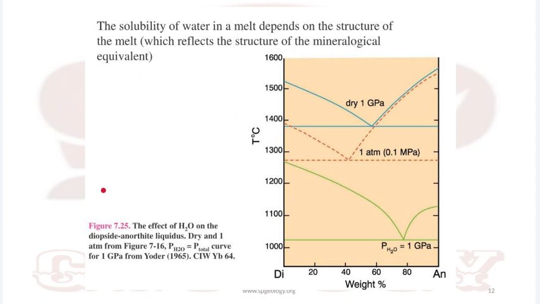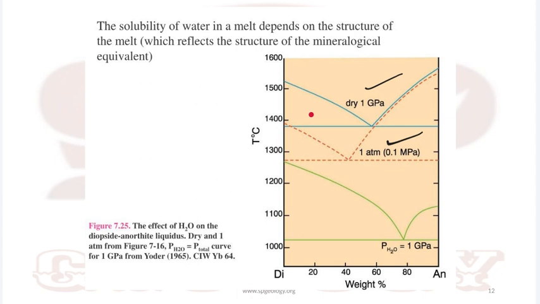Accordingly, the melting temperature will change. So in case of dioxide and anorthite, dioxide will respond to pressure more than anorthite. That means with the increase in pressure, the melting temperature of dioxide will change more than that of anorthite. So if we change the pressure from 1 atm to 1 GPa, then what will happen? Everything in the diagram will rise.